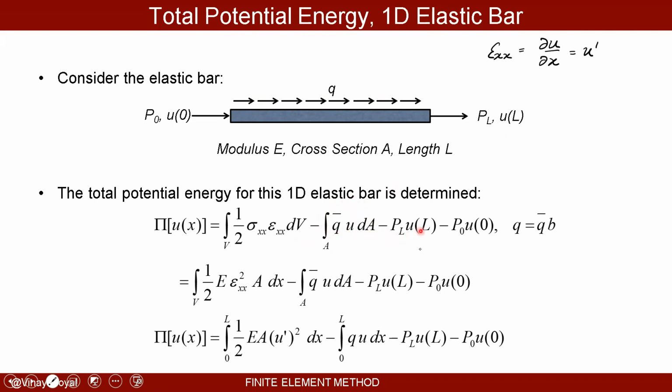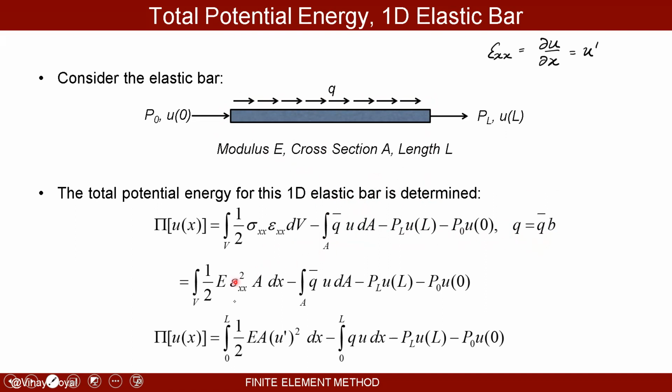Minus PL times U at L, because that's the load applied here at this end. Minus P naught times U naught, U at 0, because that's the load applied to this end. And here note that I'm defining Q bar times B, which is the width of that elastic bar, to be Q. Okay, it's a little trick.